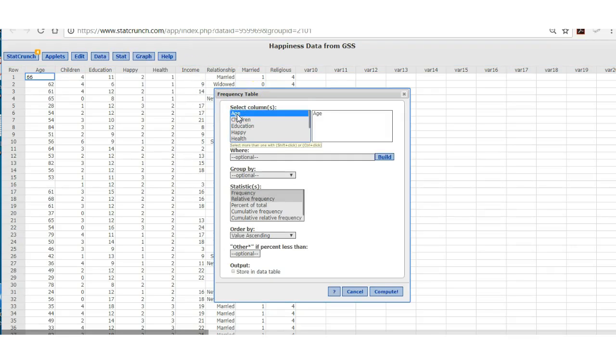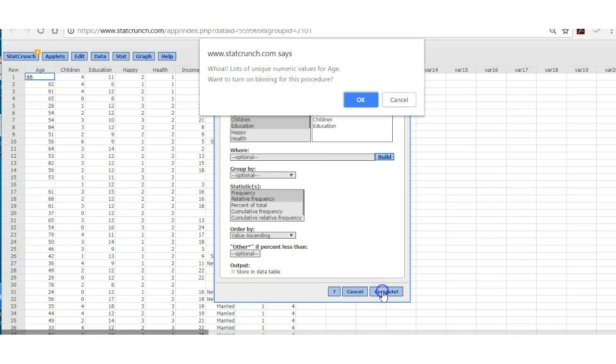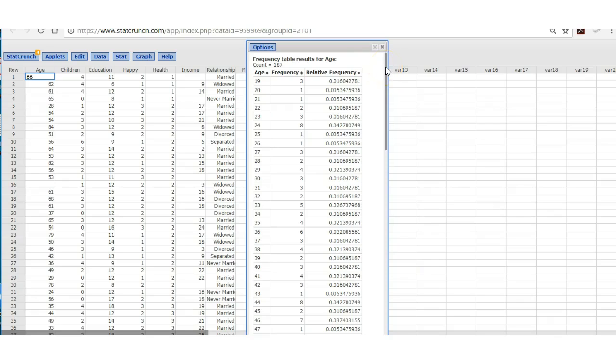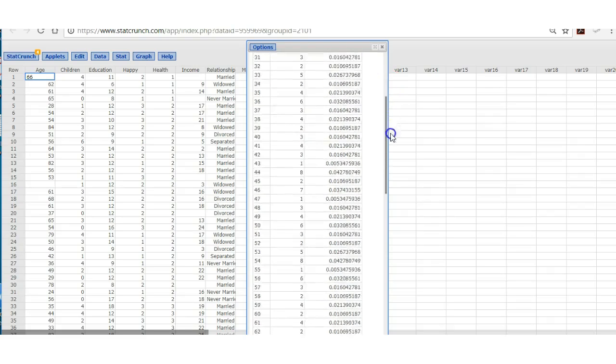Our three quantitative variables in this set are age, children, and education. And I'm going to leave this so it does the frequency and the relative frequency. Now this is another one where we have lots of different values for the ages since the people were just giving their age. So it asks if we want to turn on binning. I'm going to do it first where we don't turn on the binning so you can see what happens. If you don't ask it to turn on binning, then it's going to give you one for each different age that was listed in the data set.